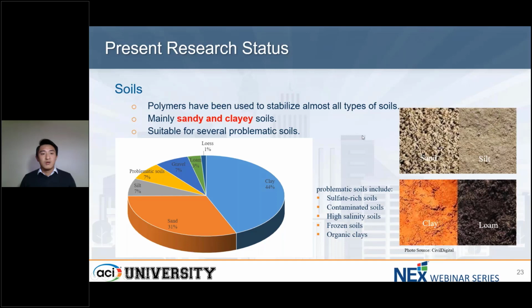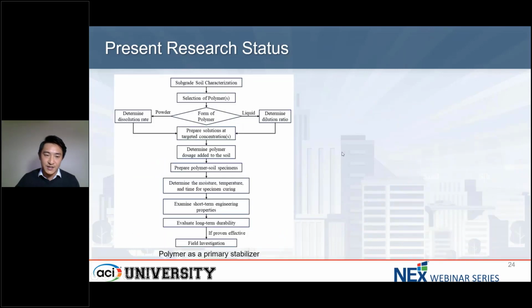And what types of soil have been used in polymer stabilization? This is a result based on, I think, over 200 studies. We can see that the majority of researchers choose sandy and clay soil for study. We also find that polymers may be suitable for some problematic soils, such as sulfate-rich soils, high salinity soils, frozen soils, and organic clays.